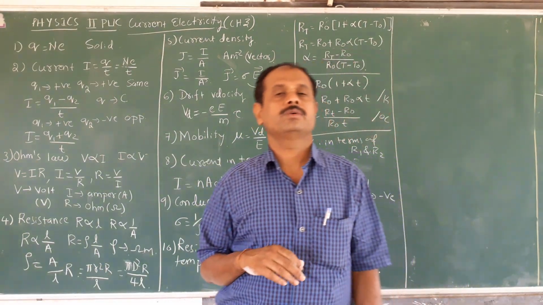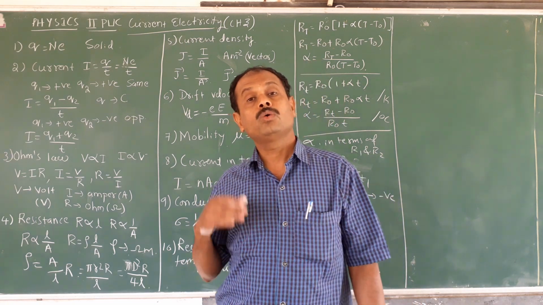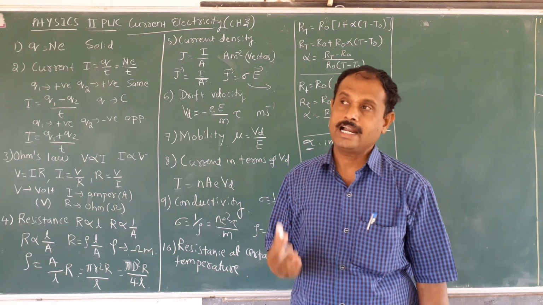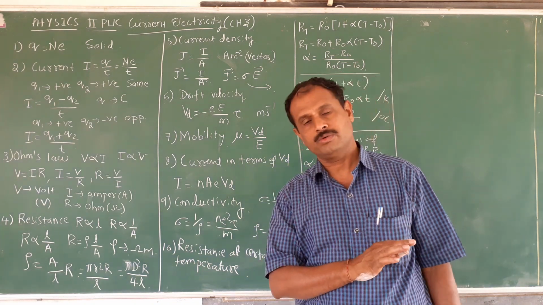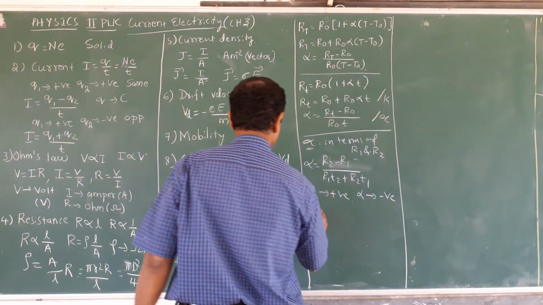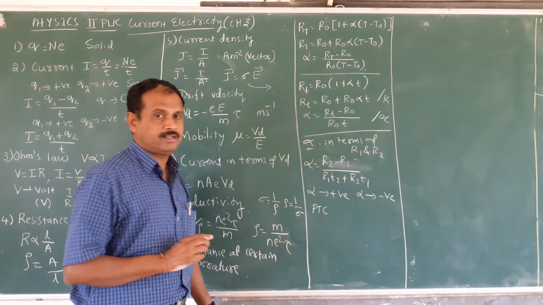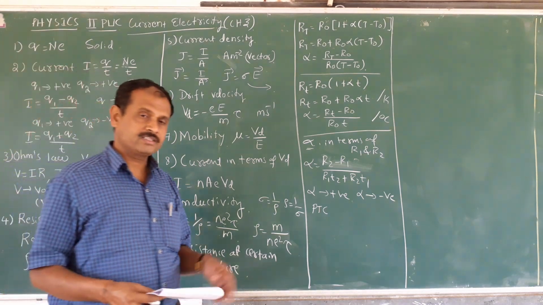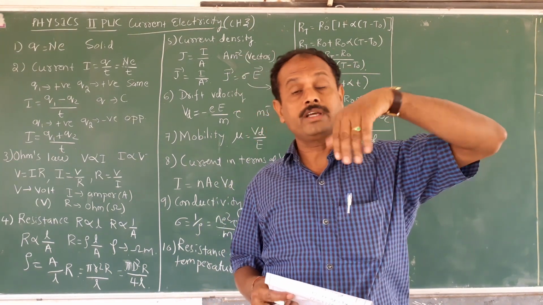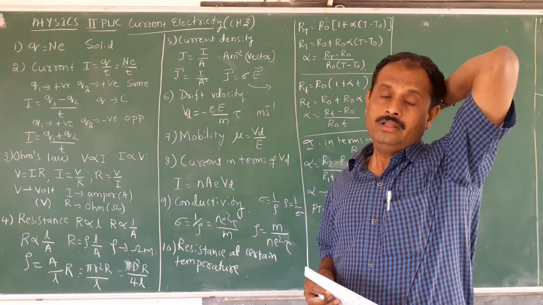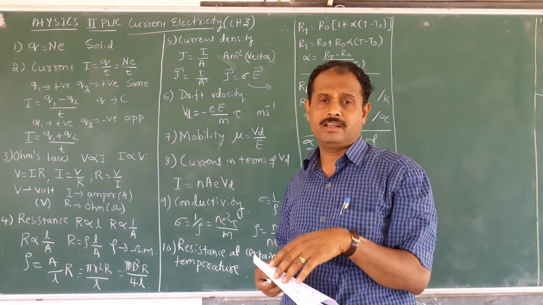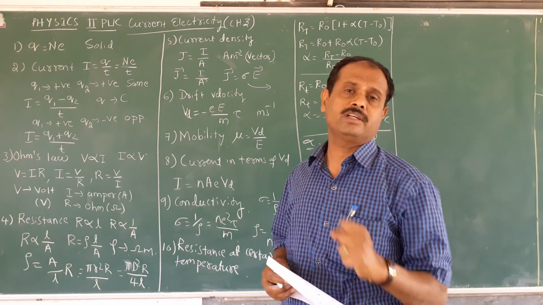When alpha is positive, if the temperature of the material increases, then resistance also increases. At that time alpha is positive. Such types of materials are said to be PTC materials. PTC is nothing but positive temperature coefficient materials. In a few materials, for example semiconductors, the resistance decreases with increase in temperature. Such materials are said to be NTC materials, meaning negative temperature coefficient materials.